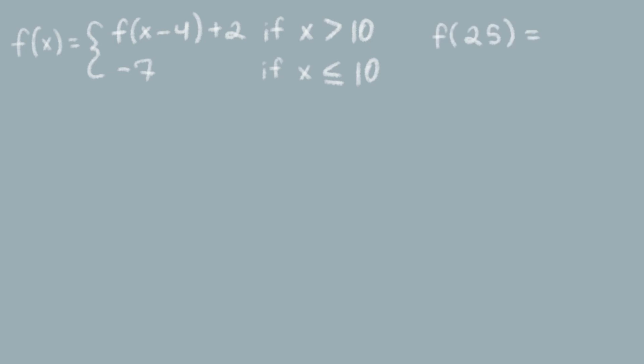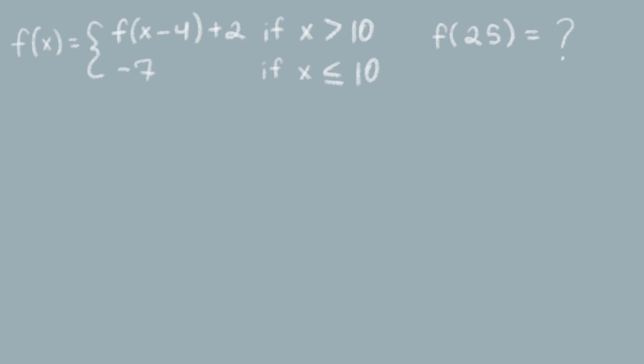Let's start by identifying all our pieces. The top equation, f of x minus 4 plus 2, is our looping method. We will go through this equation until we reach a value that meets our base case, a value of x that is less than or equal to 10. The solution of the function that satisfies the base case will equal negative 7, so if we have f of 3, it will equal negative 7. And lastly, we have our big ticket question, what is f of 25?